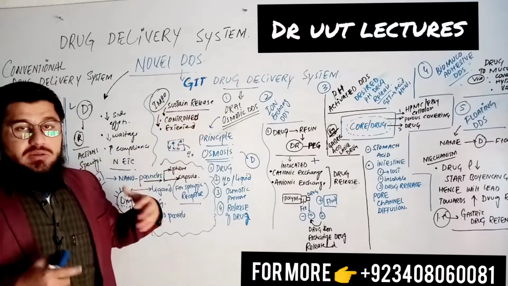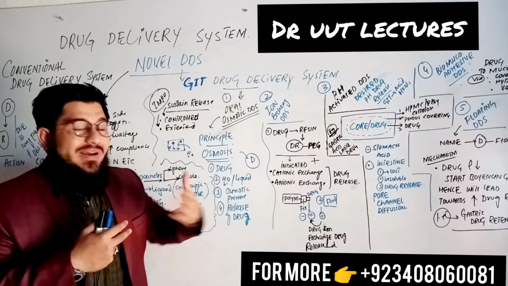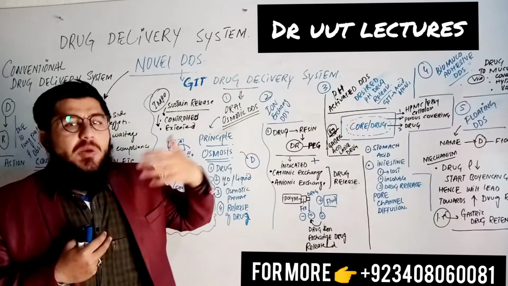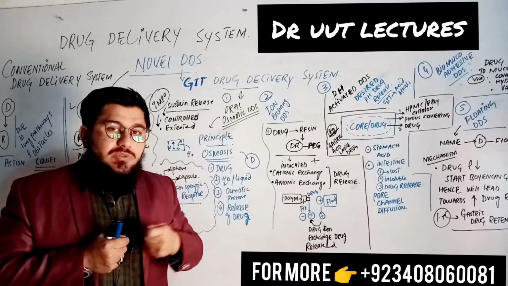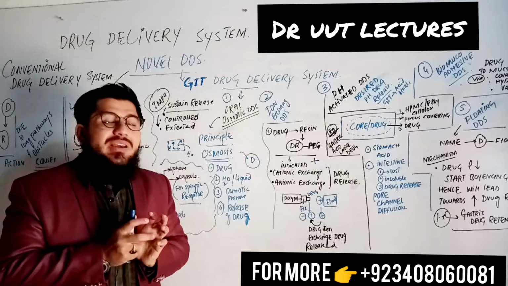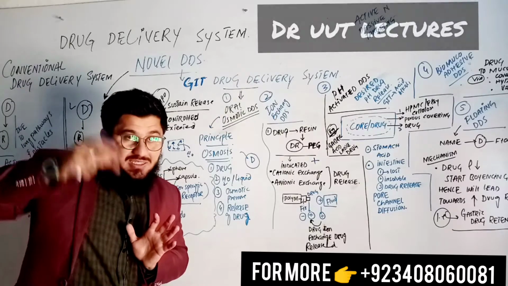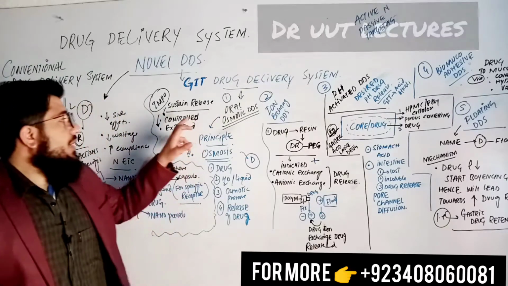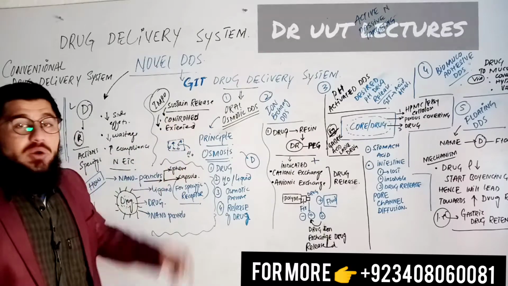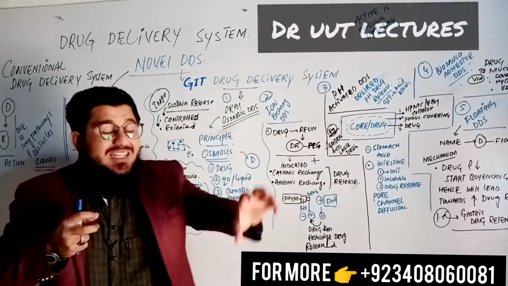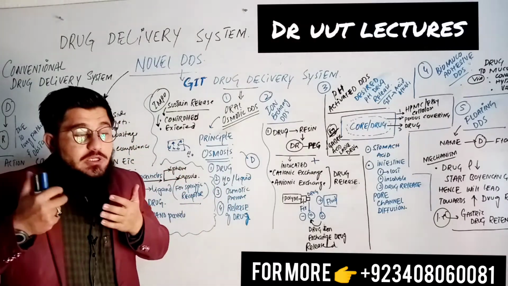By sustained, we mean the drug that has releasing ability with the passage of time. It releases its content slowly and gradually for a long period of time. But in this sustained release, we have two further fashions. Number one is controlled, number two is extended. Controlled is such kind of sustained release in which there is a controlled fashion.